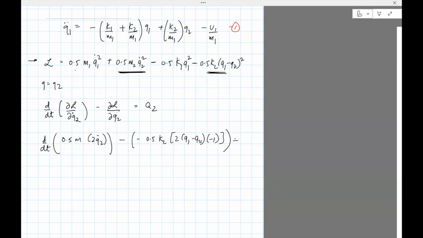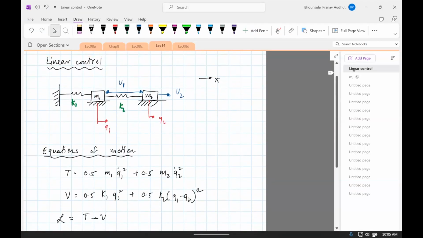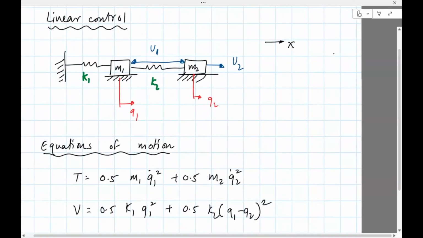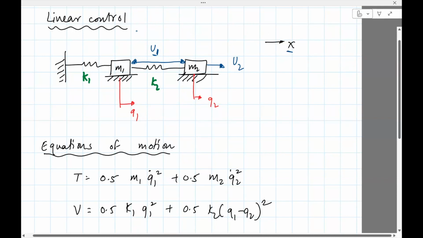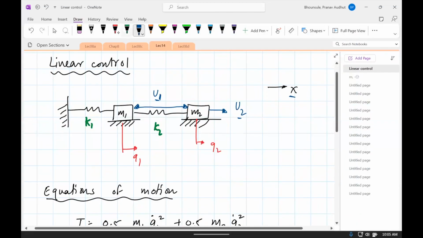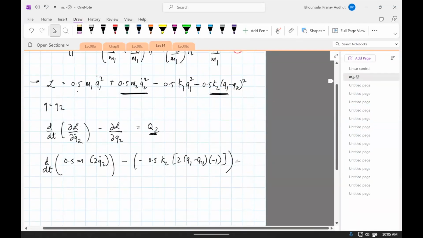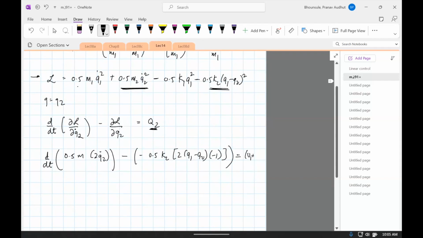This is equal to the net force on Q2. And so that would be, if you take a look at the mass M2, you'll see that there is U1 acting to the right along X, and there's U2 acting to the right towards X, right? So the net force on M2, the external force, is U1 plus U2. Both are along the positive X. So that should be equal to U1 plus U2.